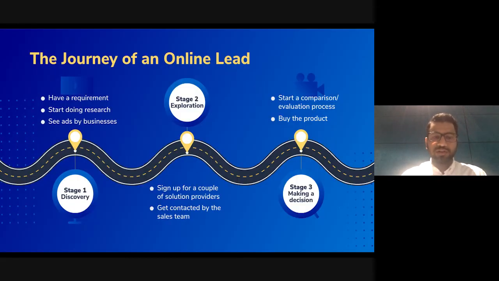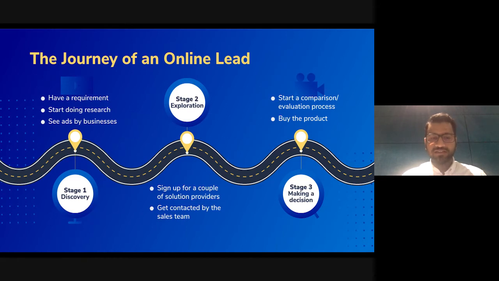So today we are going to speak about the online journey of a customer. Generally, when a customer is looking at finding a product or an offering, they go to the internet, and the internet has multiple options to offer for the same requirement. That is stage one, where they are discovering multiple options for their requirements.